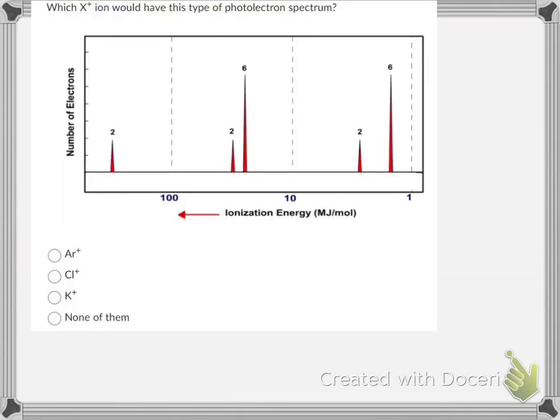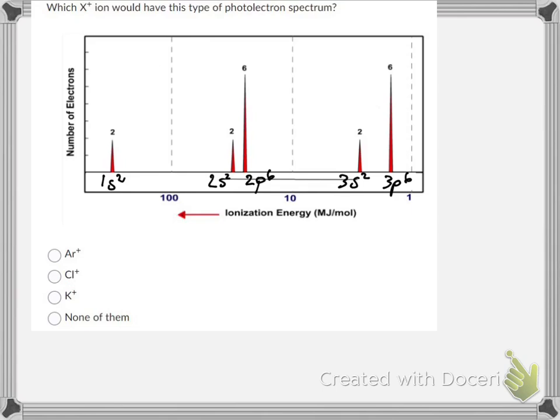Okay, in this question we're asked which +1 ion would have this photoelectron spectrum. So let's analyze that. We had a lot of questions in office hours regarding the photoelectron spectrum. So what are we seeing? We're seeing electrons that are being ejected from different parts of the atom. So we have the inner orbit electrons, the 1s2. Then in the second shell we have 2s2, 2p6. And then in the third shell we have 3s2, 3p6. So this would be the electron configuration.